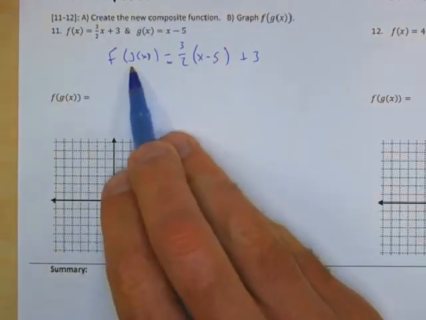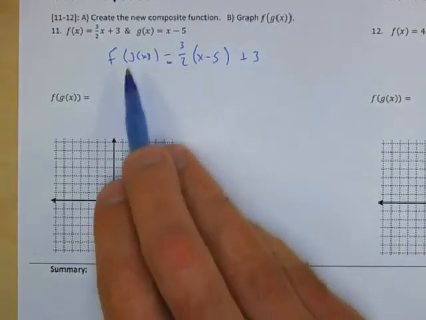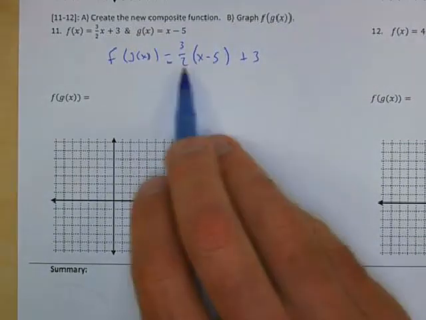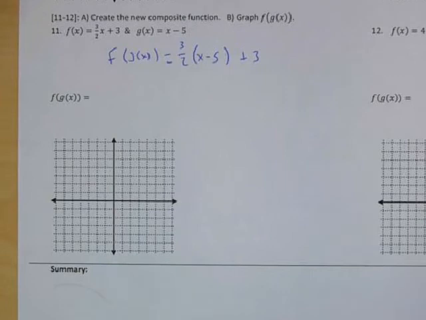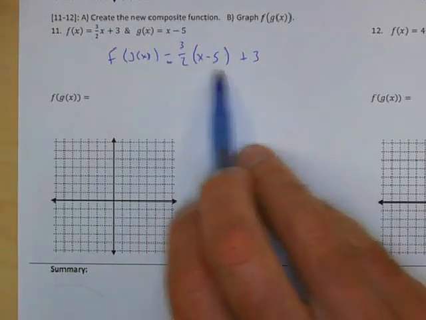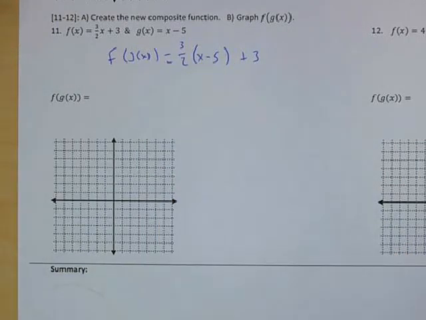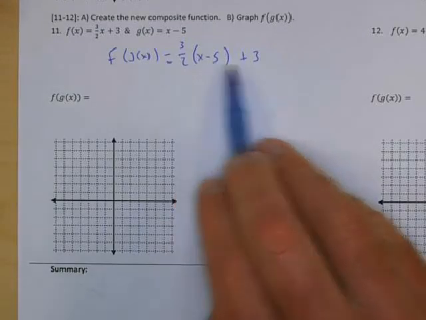So I don't care if you call it f of g of x or y equals this stuff, but our function that we want to graph is 3/2 times x minus 5 plus 3. Now, we could simplify this if we want to, but we don't have to. What's this the equation of? Well, since it's x to the first and there's no absolute values in there, this is just a line that's shifted right 5 and up 3.